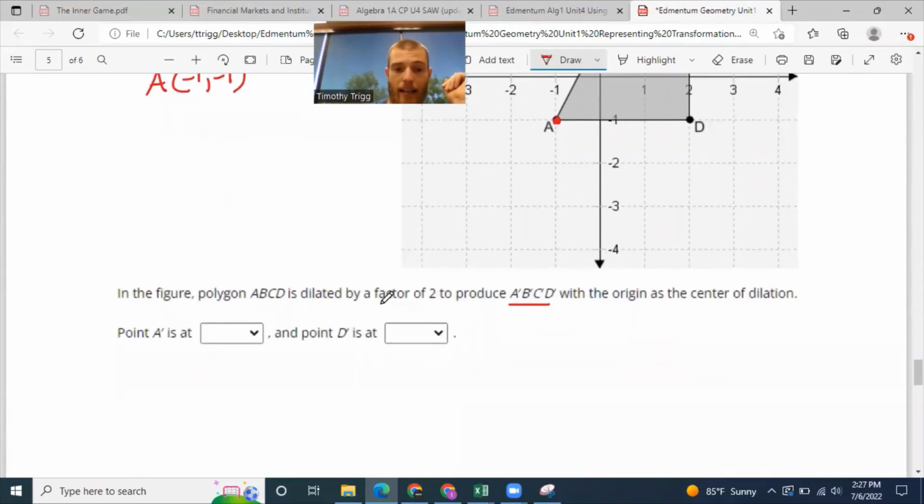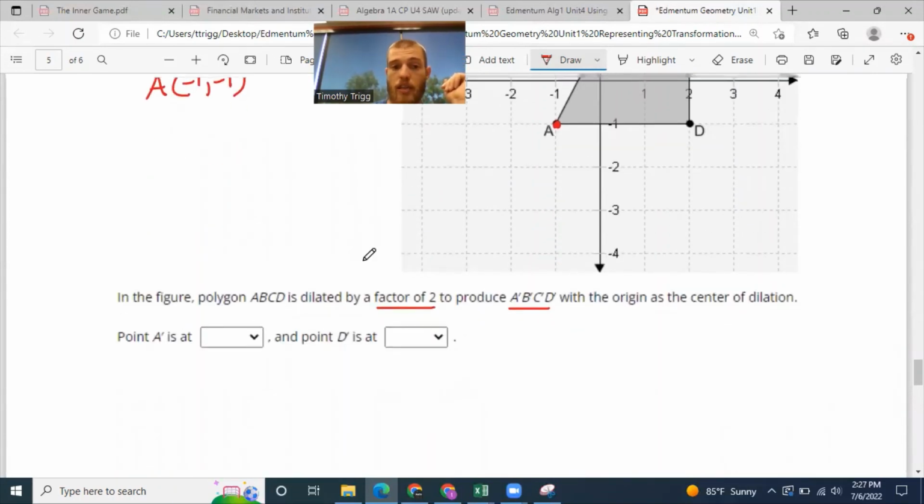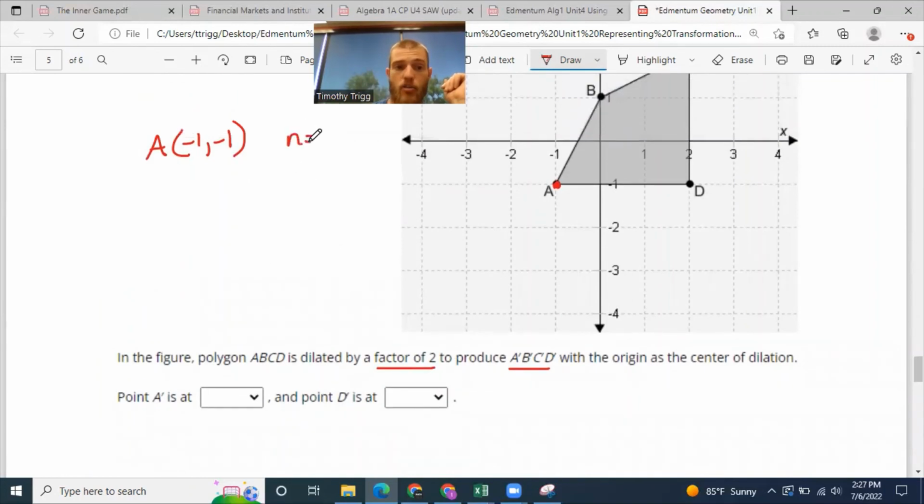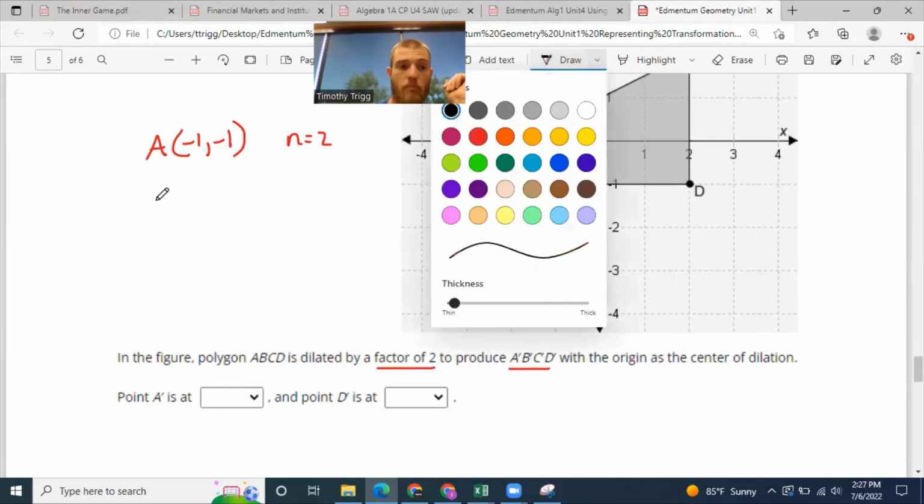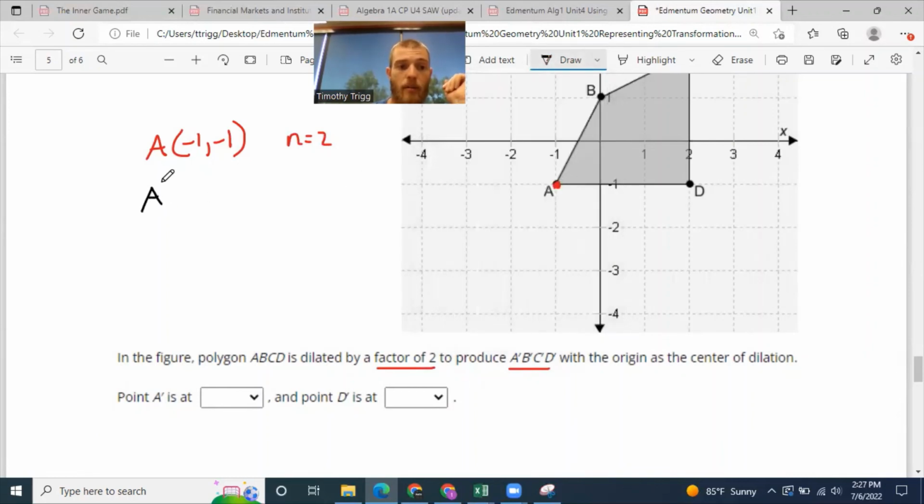Then we dilate by a factor of 2. So our scale factor, our n, is 2. So to get A prime, what you would do is just multiply each of the coordinates by the scale factor, 2. So in our case, A prime will be at -2, -2. Okay, so that's the answer for that.